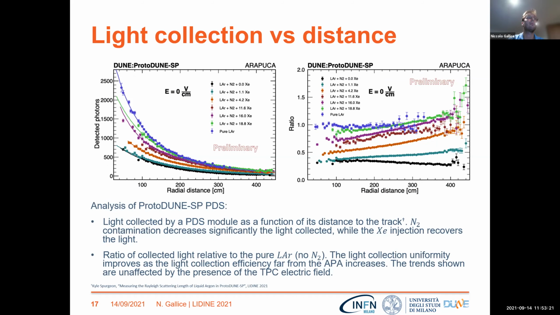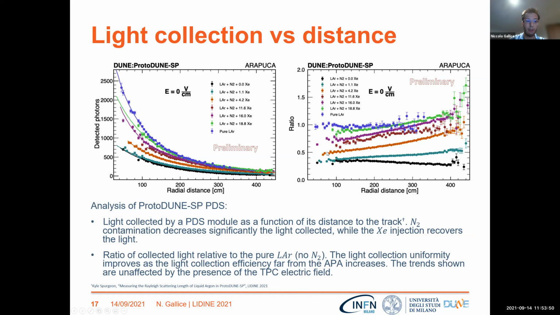Finally, I present the light collection versus distance that comes from the analysis of the ProtoDune photodetection system data. On the left, you can see the light collected by the PDS module as a function of its distance to the track. The nitrogen contamination decreases significantly the light collected, going from the blue line to the black line. And the xenon injection, on the other hand, recovers the light, going up to the green line.